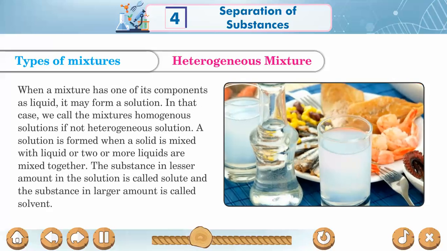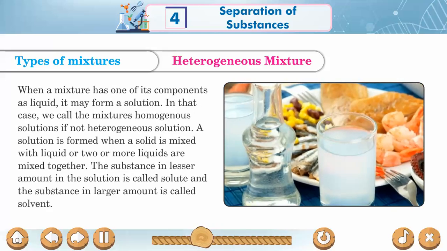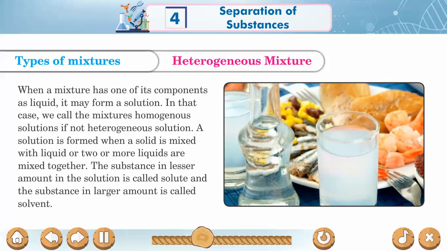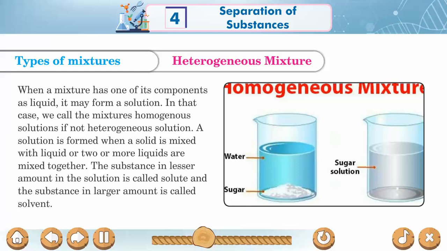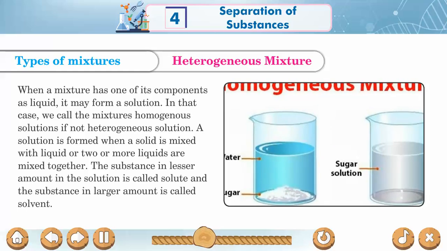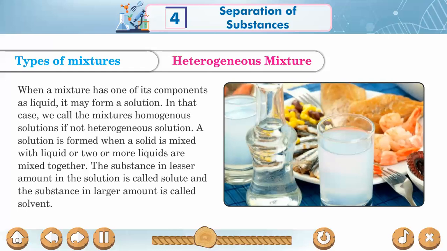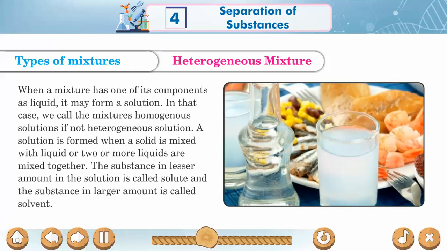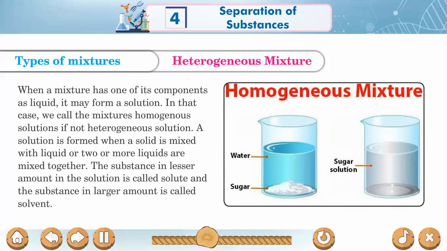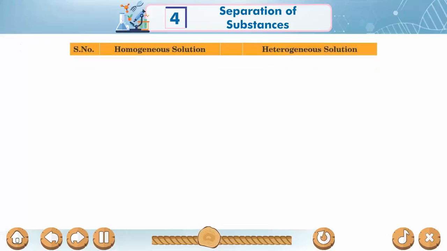When a mixture has one of its components as a liquid, it may form a solution. In that case, we call the mixtures homogeneous solutions, if not, heterogeneous solutions. A solution is formed when a solid is mixed with a liquid or two or more liquids are mixed together. The substance in lesser amount in the solution is called the solute and the substance in larger amount is called the solvent.